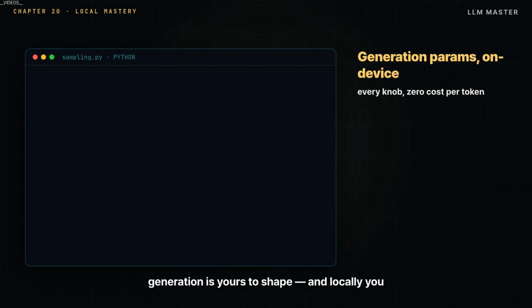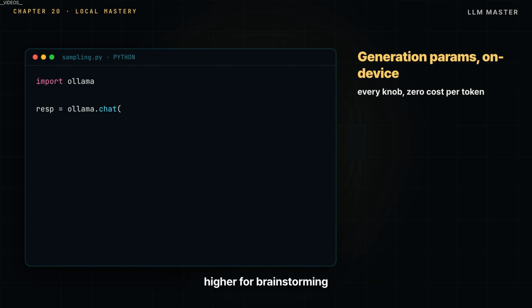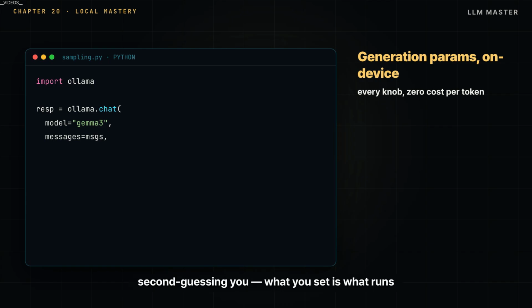Once it's running, generation is yours to shape, and locally you get every knob with zero cost per token, so experiment freely. Temperature controls how adventurous the sampling is. Low and near zero for extraction and code, higher for brainstorming. Top P trims the long tail of unlikely tokens, and num predict caps the output length, so a runaway generation can't stall your app. There's no hidden server-side default second-guessing you. What you set is what runs.